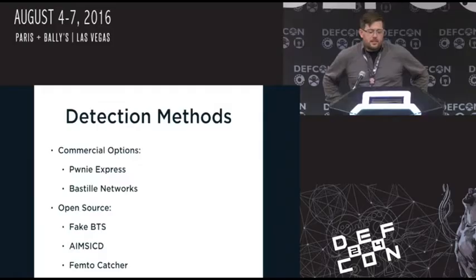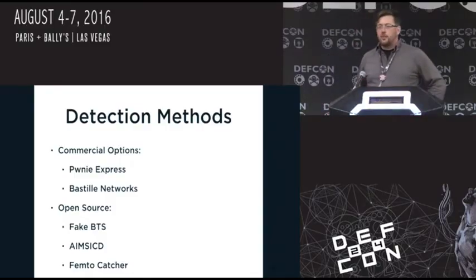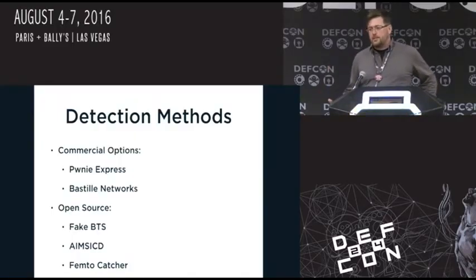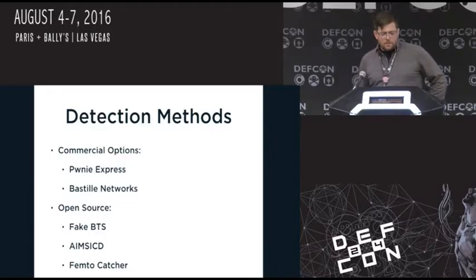So, current detection methods. Both Pony Express and Bastille Networks have an offering of which this is a subset. Open source options: Fake BTS is a really cool project. It served as the original inspiration for this. It's a collection of shell scripts that use Wireshark, AirProbe and Calibrate to make a determination as to whether or not you have malicious nearby cells.